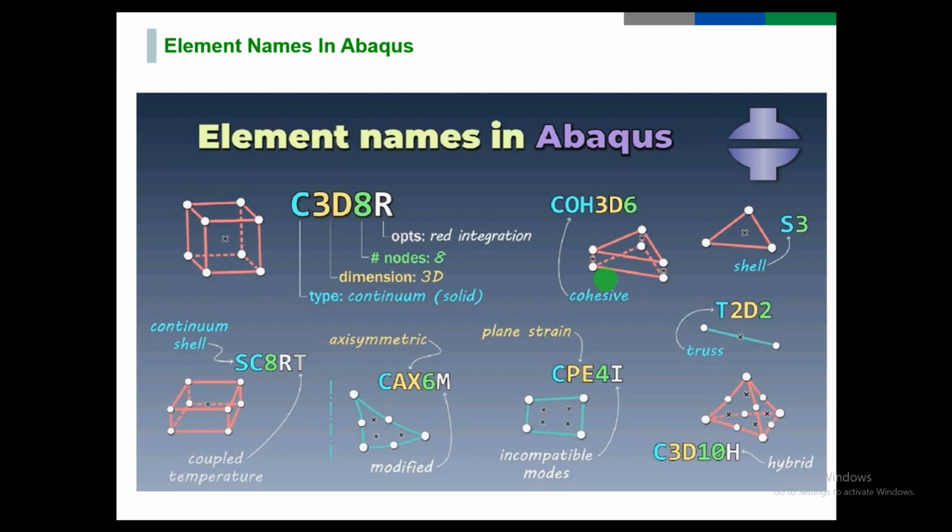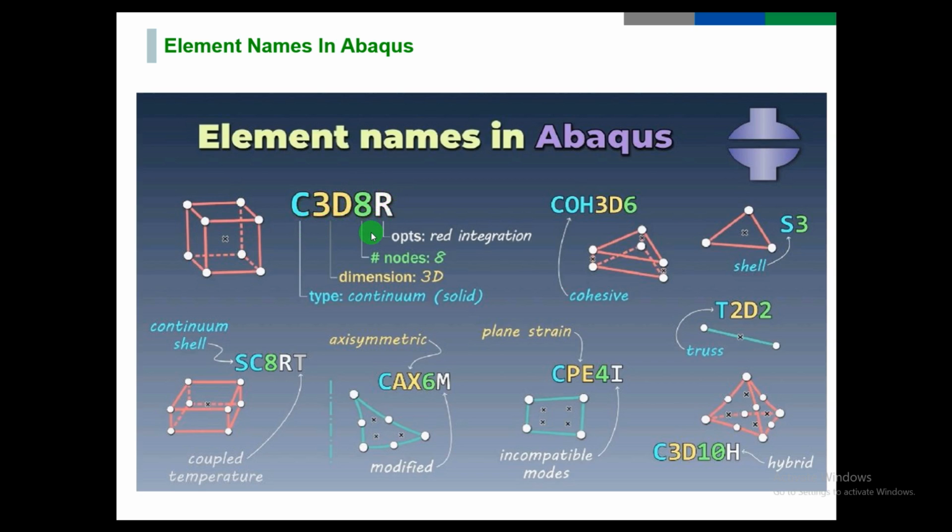The next character is the number of nodes, like this one, 8, which represents the number of nodes. As a linear hexahedron, our element has 8 nodes. You can see here 1, 2, 3, 4, 5, 6, 7, 8. So we need to mention 8 in this element type.